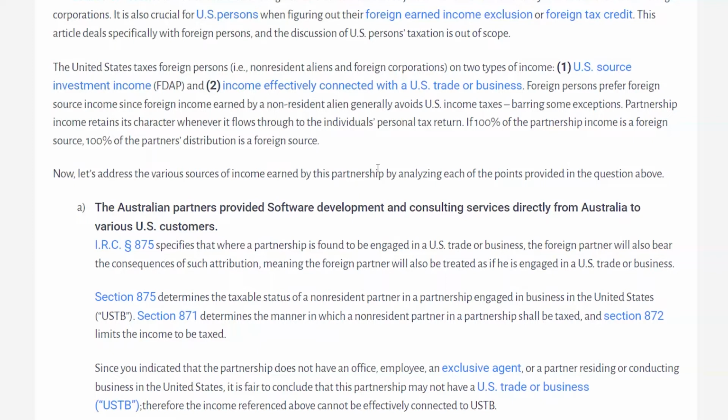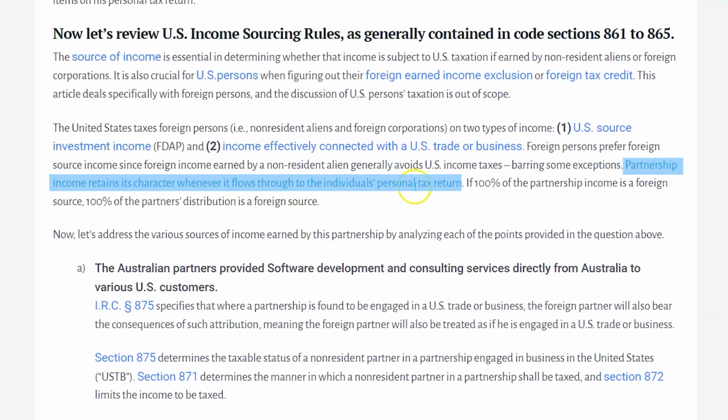It can happen. As I have also said, a partnership retains its character whenever it flows through income to the individual's personal return. So if 100% of the partnership income is foreign source, then 100% of the partner's allocable share of the income would also be foreign source. If 100% of the partnership income is service income, then 100% of the partner's allocable share will be service income. It's just like that. That is how flow-throughs work. Transparent entities, that's how they work.